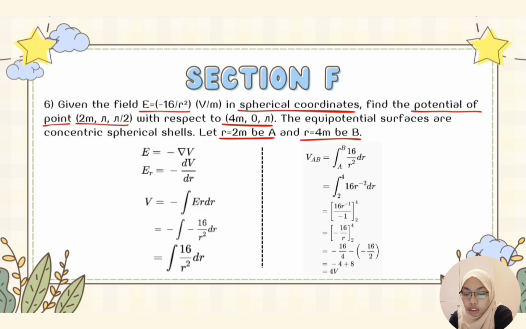Then we need to find the potential between this point and this point. Will be VAB equal to integration of a to b 16 over r squared dr. So a is 2 and b is 4. We can get integration 2 to 4 16 r to the power of negative 2 dr. We integrate this one, we can get negative 16 over r, and input this value into this one, and we can get negative 4 plus 8, and the final answer is 4.